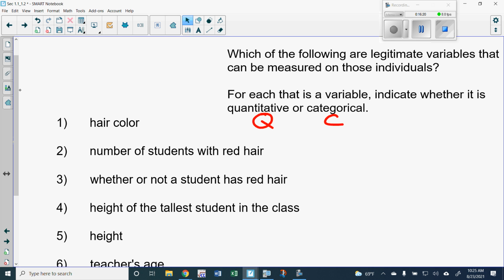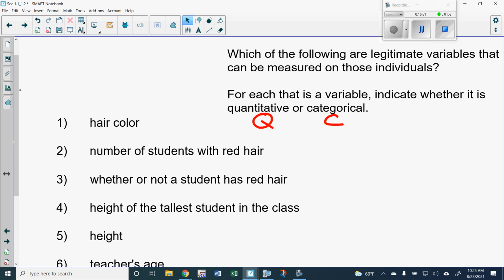All right, let's come back together here. First off, which ones are not variables? 6, teacher's age, that's good. 4. Why is the teacher's age not a variable? It's the same, right? So everybody has the same age, right? Height of the tallest student, everybody's got the same, not a variable.